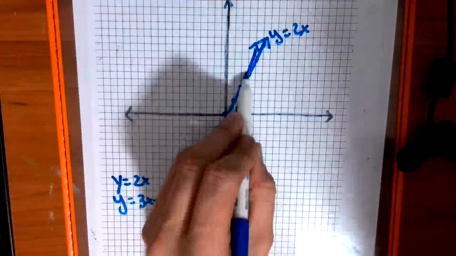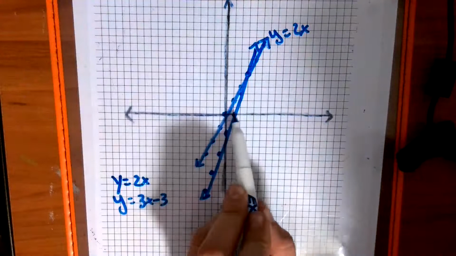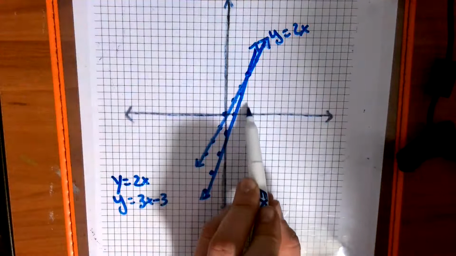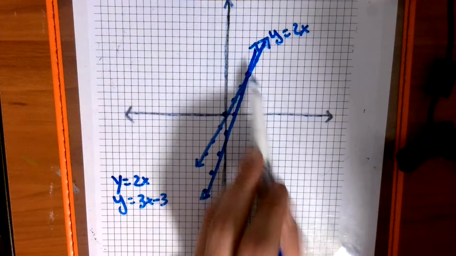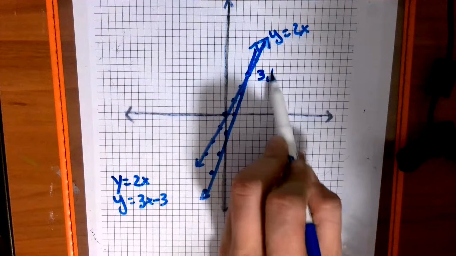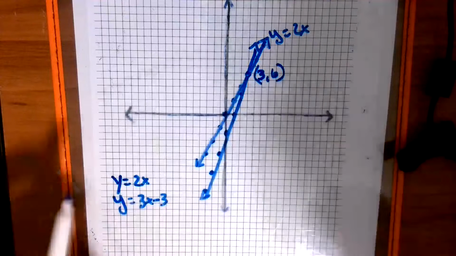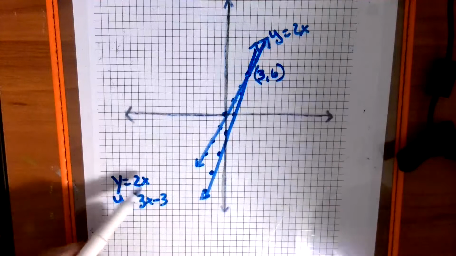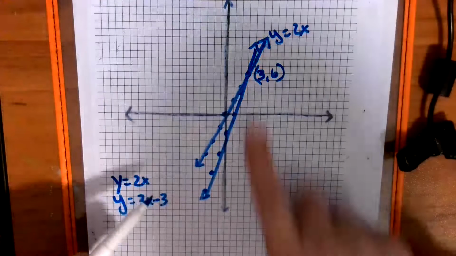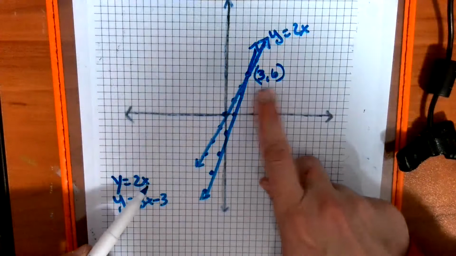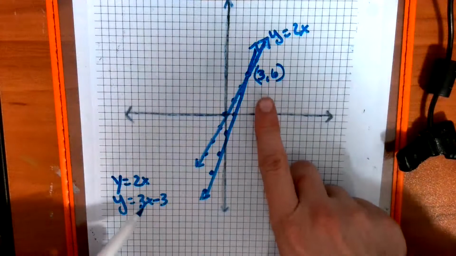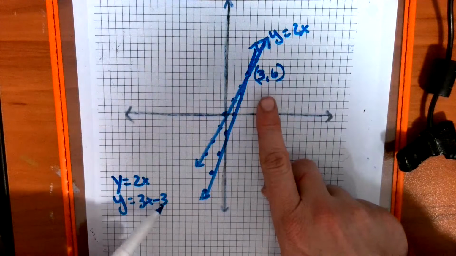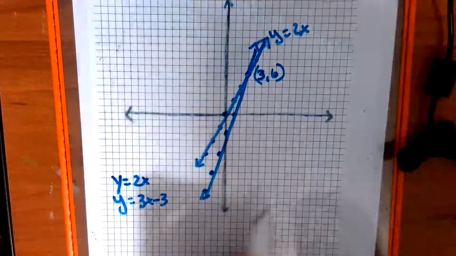right there, which is over 1, 2, 3, up 1, 2, 3, 4, 5, 6. So that's 3, 6. It's your intersecting piece. If we were to plug that back in, we have that x value. 2 times 3 is the 6. 3 times 3 is 9. 9 minus 3 is 6.